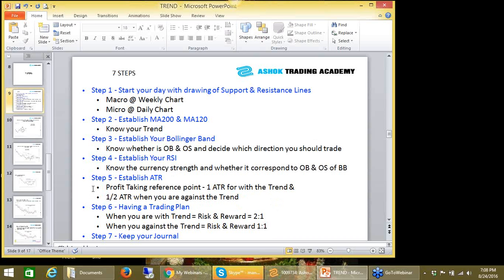If the price moves higher, then we can use the ATR to calculate where you put the TP and the stop loss. If we are following the trend, we can take one ATR. If we are trading against the trend, we want to put half ATR.